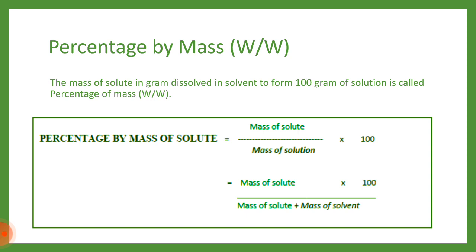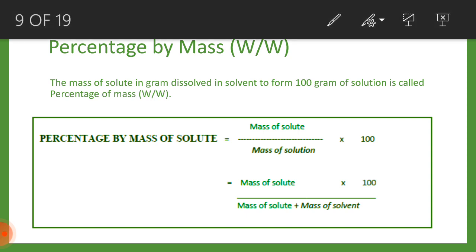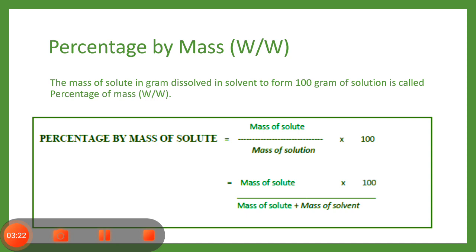Here, this is the percentage per mass. What is the percentage per mass? The mass of solute in gram dissolved in solvent to form 100 gram of solution is called percentage of mass, W upon W. Percentage per mass. Mass of solute in gram dissolved in solvent to form 100 gram of solution is called percentage of mass.